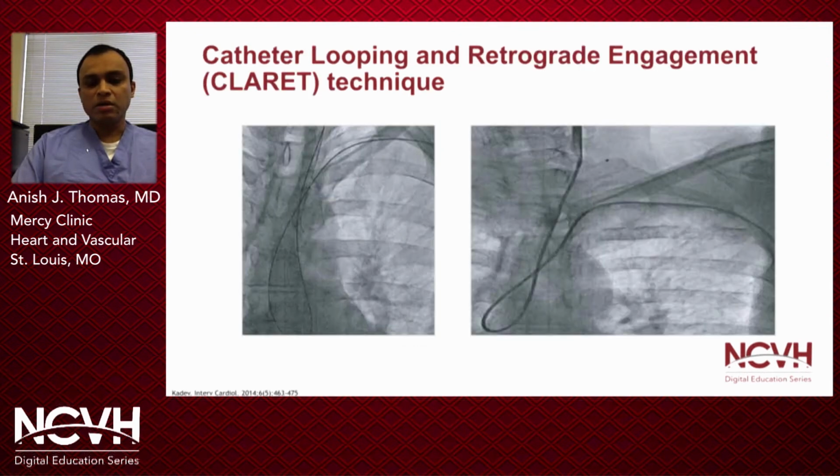The claret technique essentially uses almost a backdoor type of technique in which you use the right coronary cusp of the aorta, and loop a wire on this, engage the carotid, and then deliver preferably a guide rather than a sheath over this. This works better from the left radial approach, and overall it's a less stable platform compared to the other two techniques.